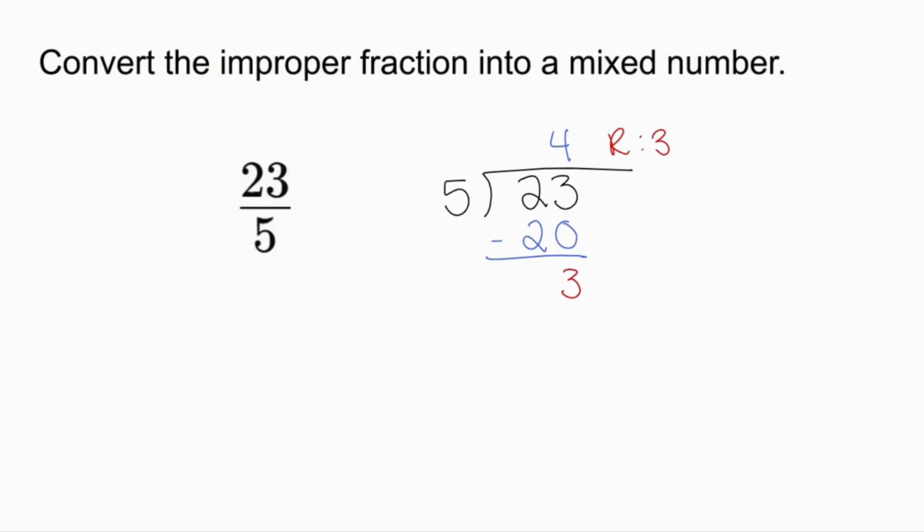So the way we set up our fraction is the 4 that we get, the quotient, is going to be our whole number. The remainder, 3, is going to be the numerator, and the original number that we were dividing by, 5, is still going to be our denominator. So 23 over 5 becomes 4 3/5.